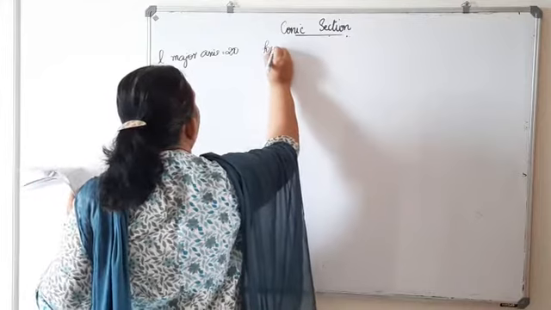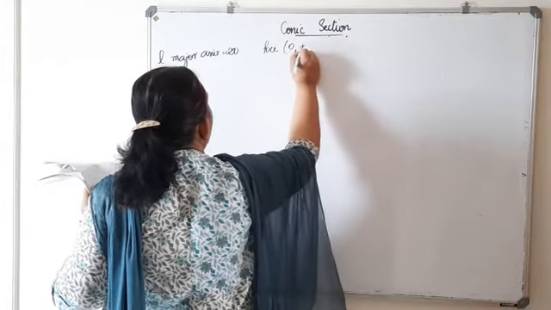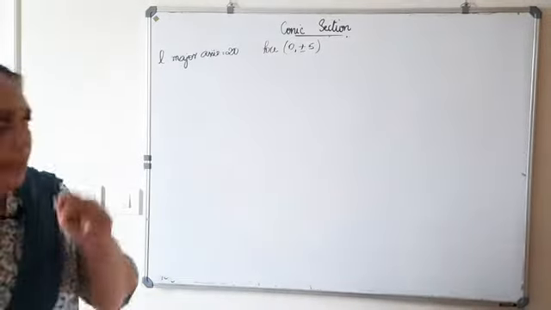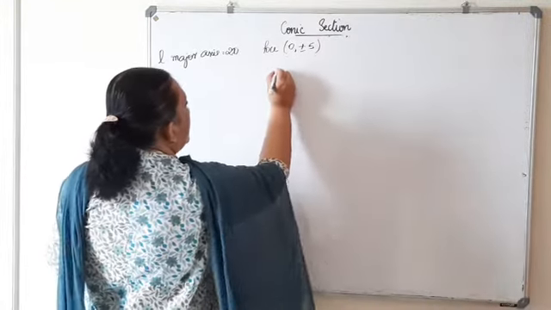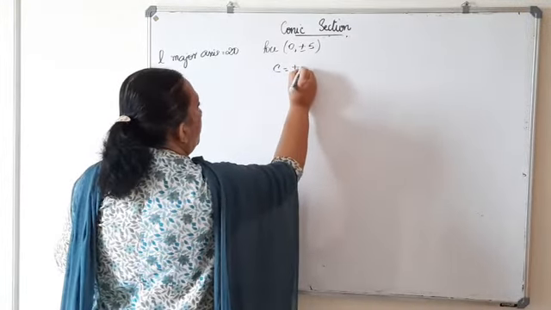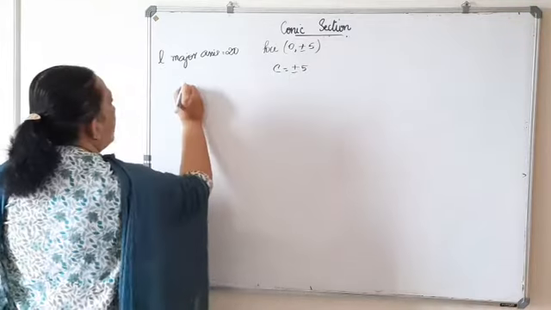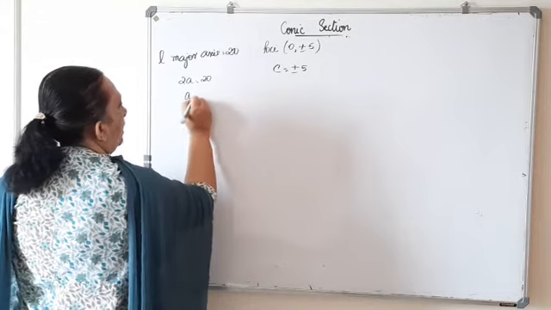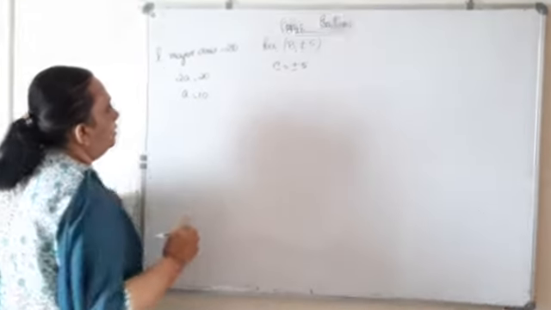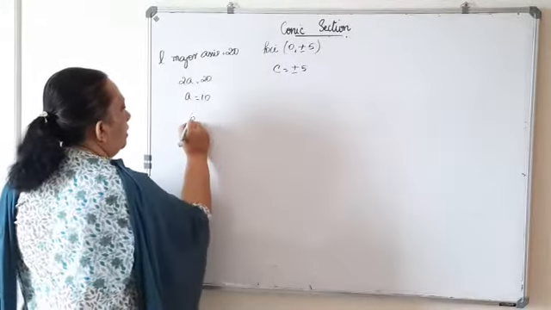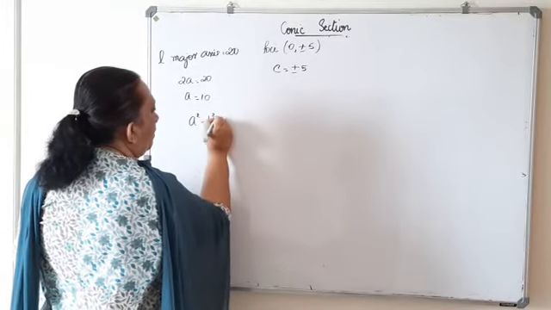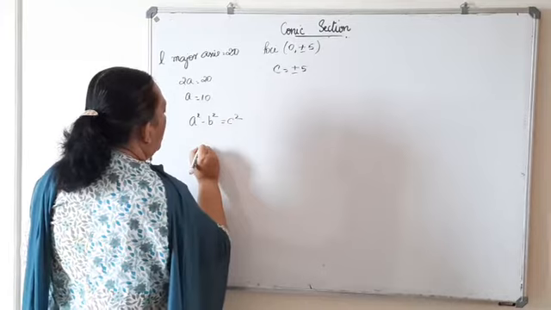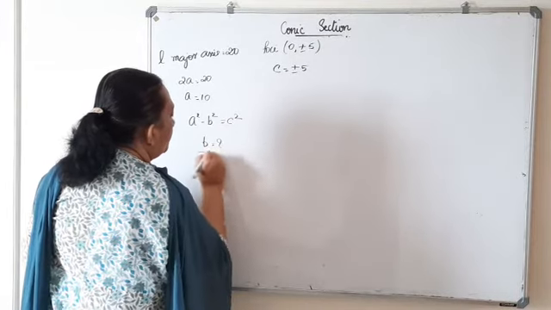Foci 0, plus or minus 5. I'm giving you a hint. Foci means c is equal to plus or minus 5. Length of major axis 2a is equal to 20, so a is equal to 10. So you can find b squared using the formula a squared minus b squared is equal to c squared. You get what is b.